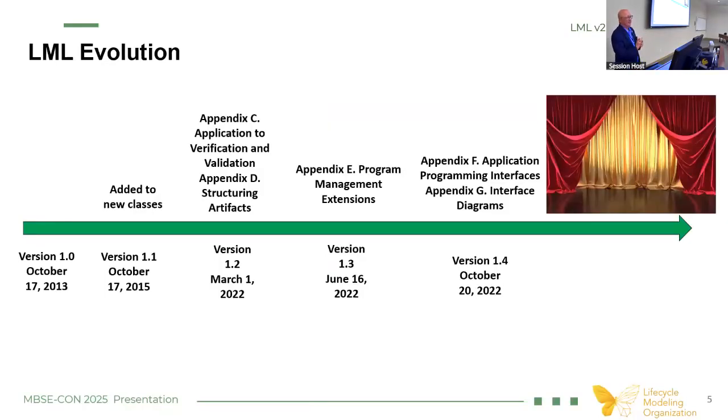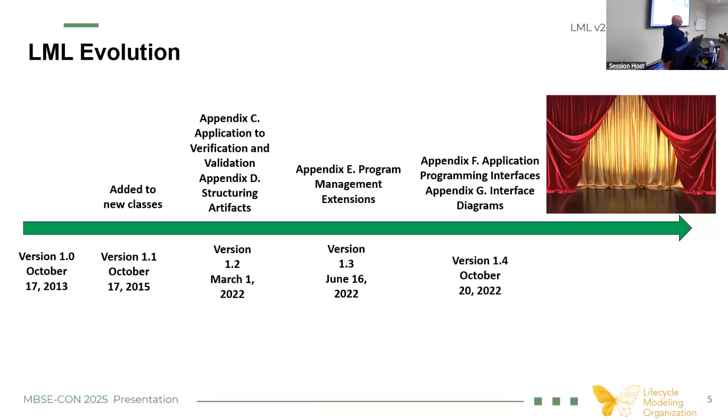So we've been working on this since 2012, and we released our first version of the Lifecycle Modeling Language in 2013, and we've had incremental changes along the way. The strategy is that when we have a change we want to make, instead of issuing a totally new version or waiting until the next version, we like to put things in appendices. That's when we release a new version like 1.1, 1.2, right?